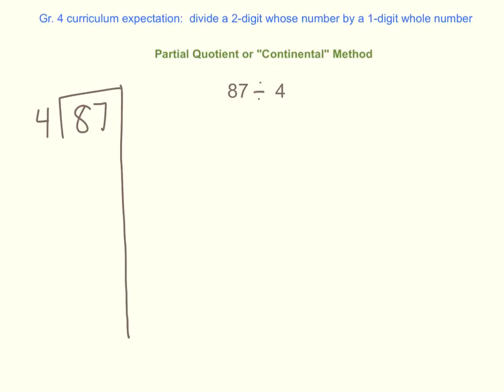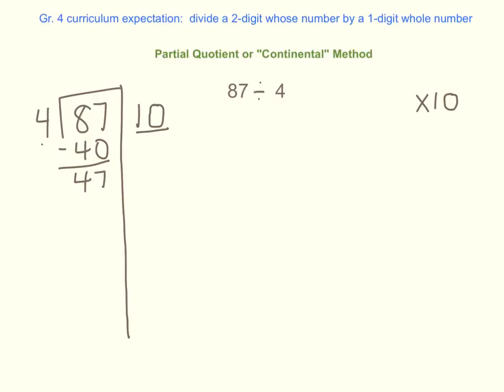I know that multiplying by 10 is very easy to do in my head, so I'm going to start by pulling out 10 groups of 4. I keep track of the groups that I'm pulling out over here. And on this side, I record the actual total that I'm pulling out. So 10 groups of 4 is 40. I'm going to pull that 40 out of the 87 that I have, and that's going to leave me with 47.